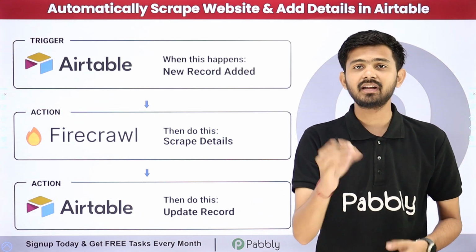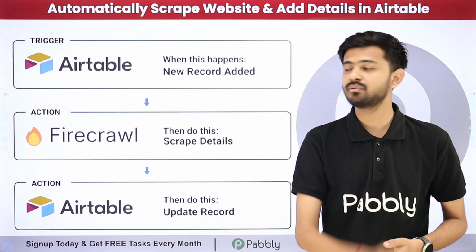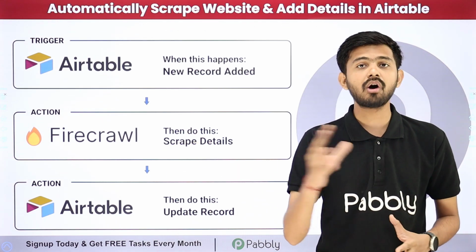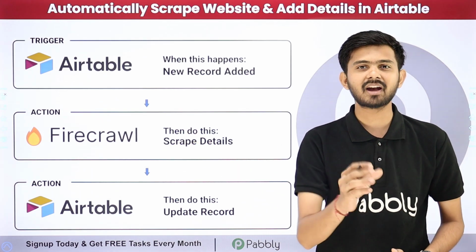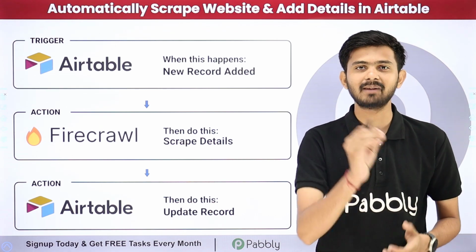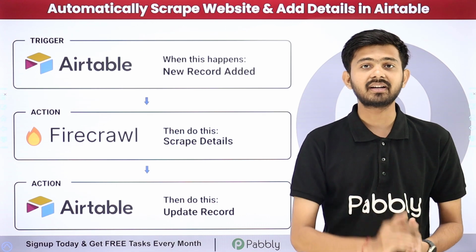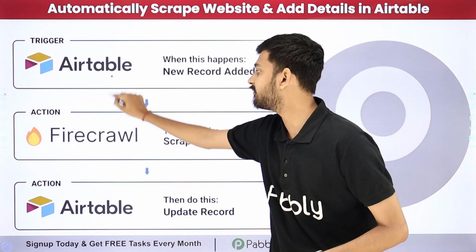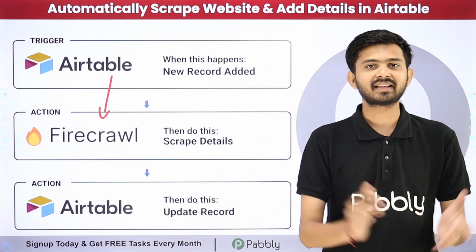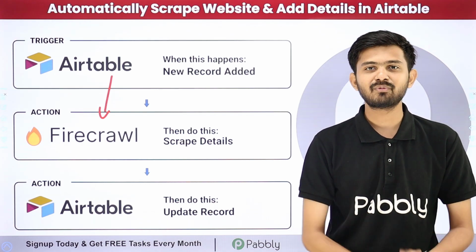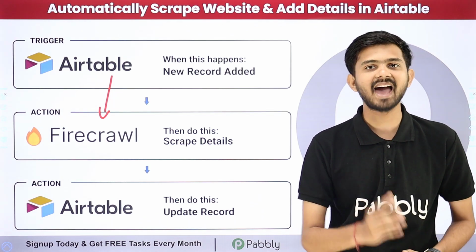As I add the details of the website, automatically by using Firecrawl, I'm going to scrape all the details from that website, and after scraping, I'm going to add those details back in my Airtable record. To do this automatically, I need to set up a connection between Airtable and Firecrawl. For building this connection, I'm going to use Pabbly Connect, which is an amazing automation and integration tool.